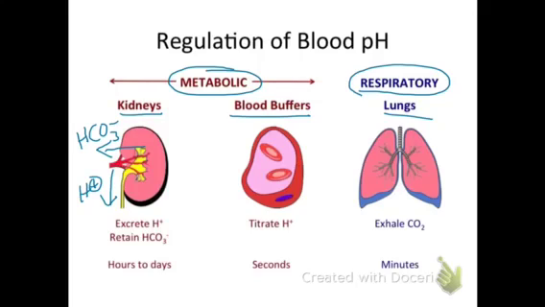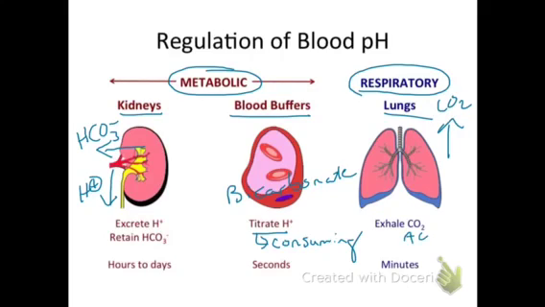There are several blood buffer systems within the blood that act to titrate hydrogen ions. And when I say titrate, it's just a fancy word for consuming them. The most important blood buffer is the bicarbonate buffer system, and you'll learn more about the bicarbonate buffer system in the next lecture. The lungs regulate the blood pH by exhaling carbon dioxide. And remember, carbon dioxide is an acid.